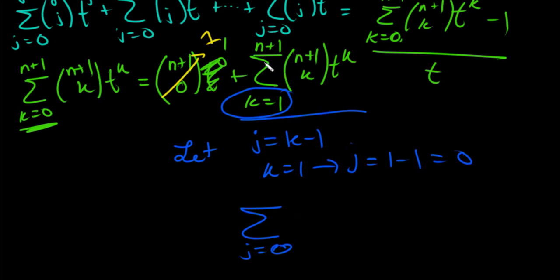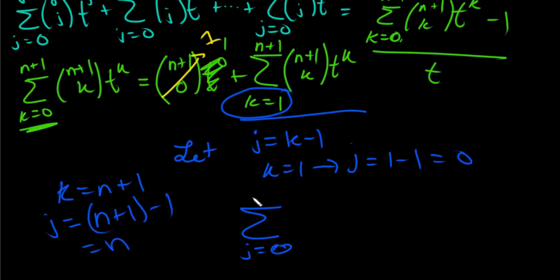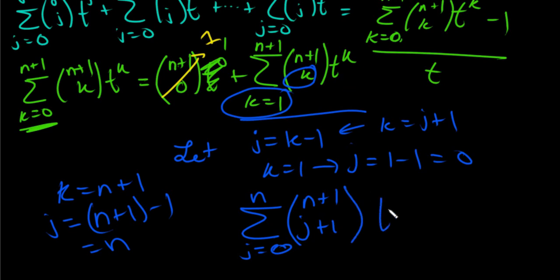This upper index, when k equals n plus 1, j is going to equal n plus 1 minus 1, which is n. So the new sum is going to go to n. Okay, I'm not going to change this n plus 1 because this is just a constant inside of the sum. But this k is going to change. So if j equals k minus 1, that means that k equals j plus 1. So this guy right here is going to change to a j plus 1. And this t to the k likewise is going to change to a t to the j plus 1.